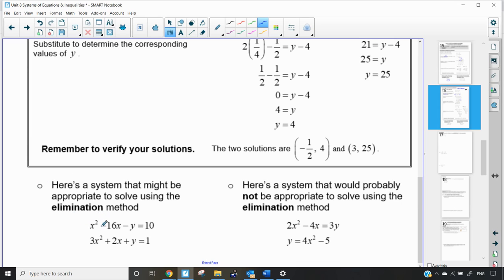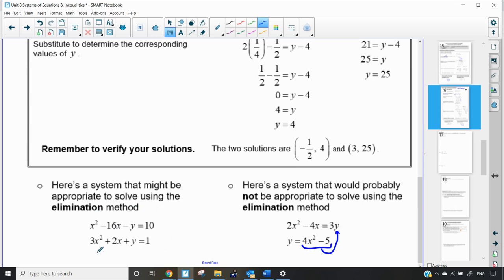Again, if you see those quadratics, if both equations have a quadratic, you definitely want to do elimination. If you're looking at a system where I already have one of the variables rearranged, then substitution makes the most sense. At this point, this would be really easy to take 4x squared minus 5, sub it in for y.